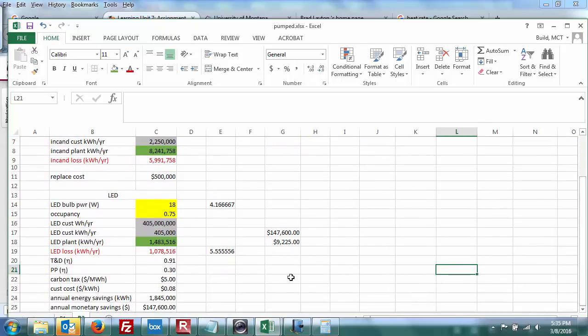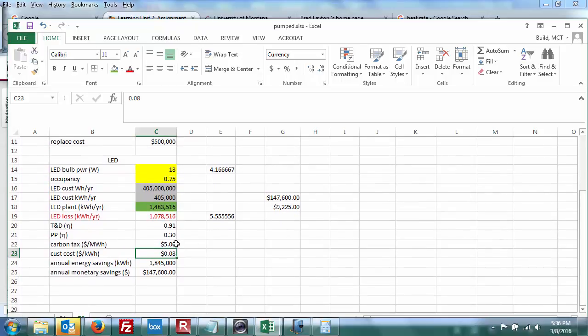Okay, now the carbon tax. So you're providing the same service to your customer. The 18-watt LED is providing just as many lumens as the 75-watt incandescent. It's got a better efficacy. The carbon tax, we're looking at $5 per megawatt hour. So I'm going to change that into the carbon tax. The customer cost is 8 cents per kilowatt hour.